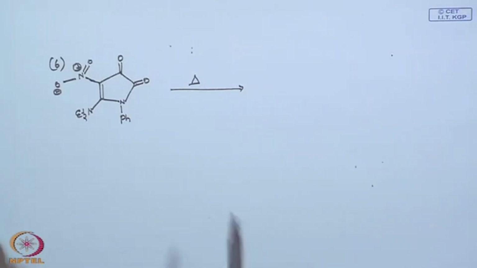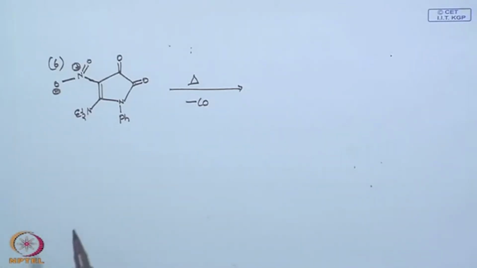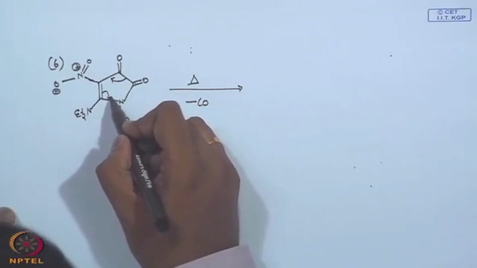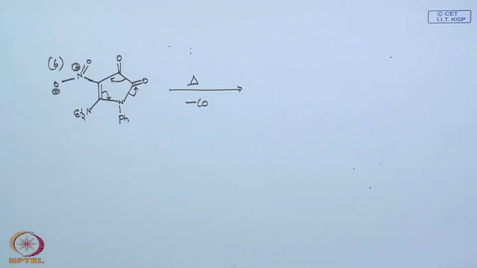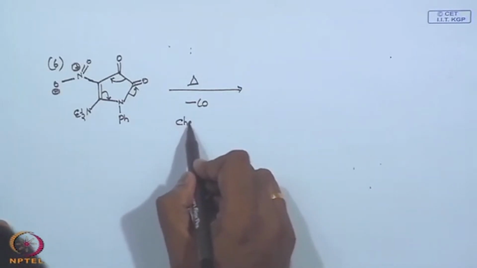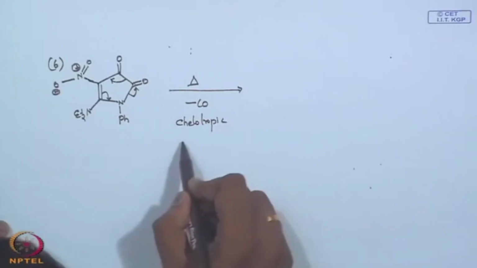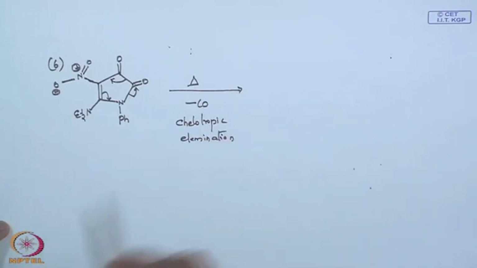Yes, you can do a carbon monoxide elimination. This can happen very nicely. For example, you can just push this up, and you can get a carbon monoxide elimination. Nothing but a chelotropic reaction. Chelotropic elimination of carbon monoxide. Any doubt? So you can get this.